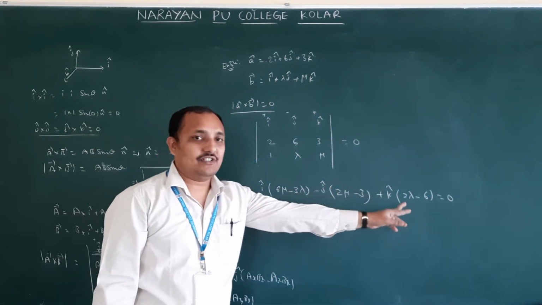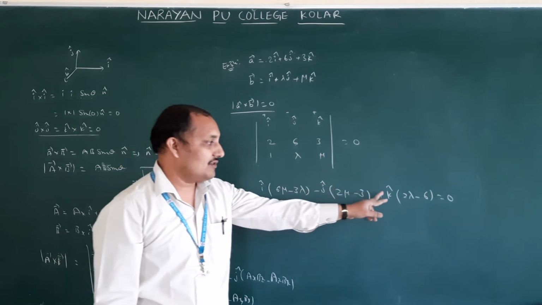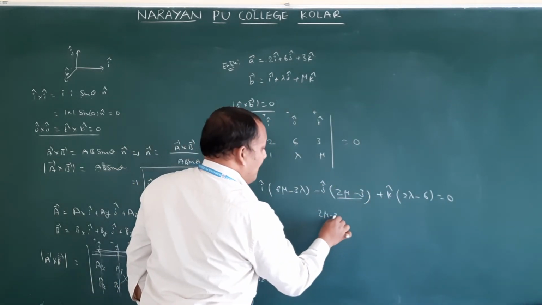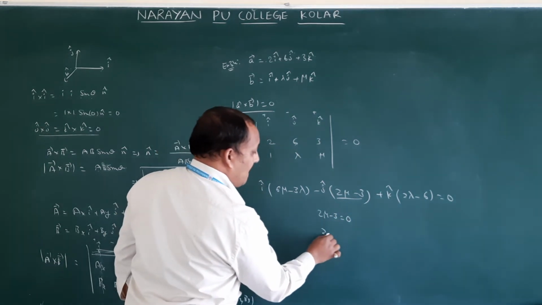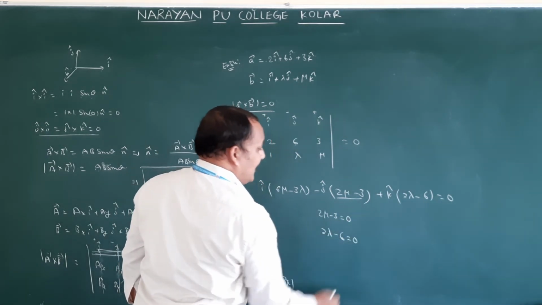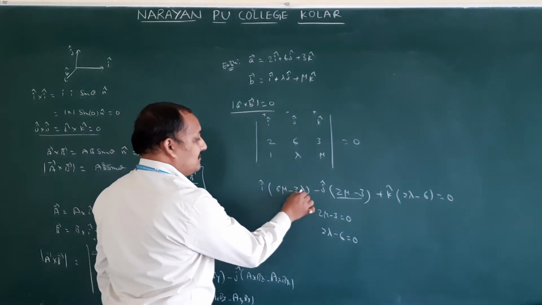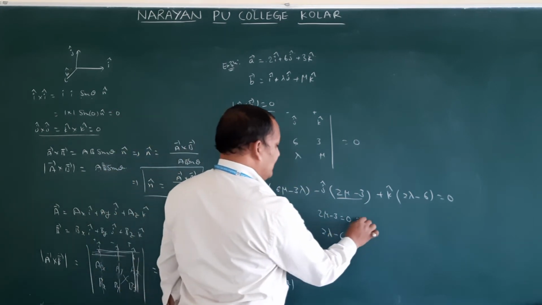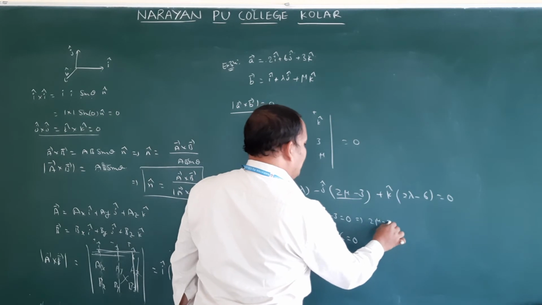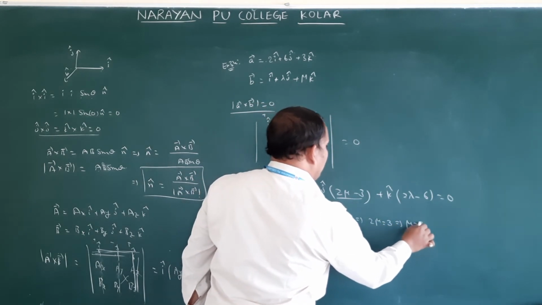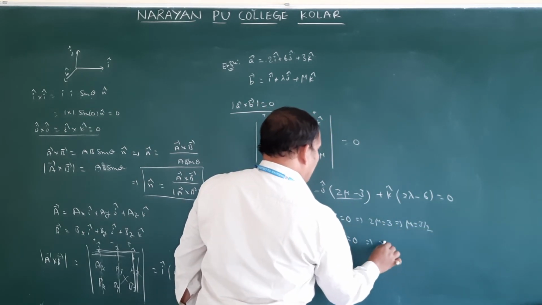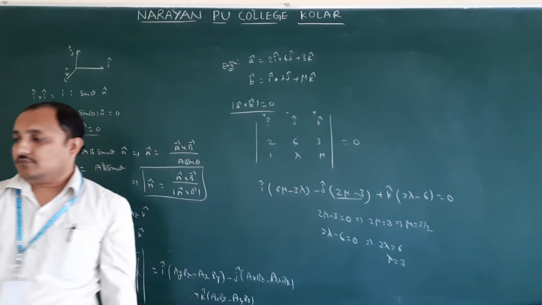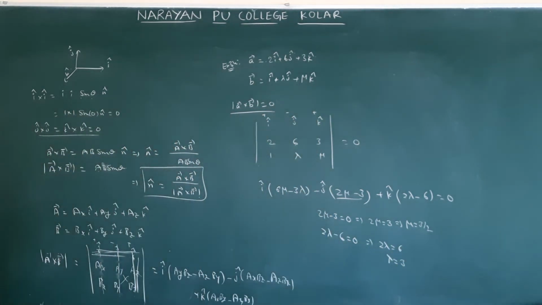So the vector magnitude is going to become 0, then the components are also going to become 0. Therefore 2 mu minus 3 equal to 0, and 2 lambda minus 6 equal to 0. We want the mu and lambda values. Then 2 mu is equal to 3, so mu is equal to 3 by 2. 2 lambda equal to 6, so lambda equal to 3. So that is the mu value and lambda value.